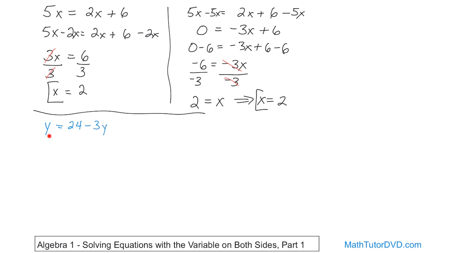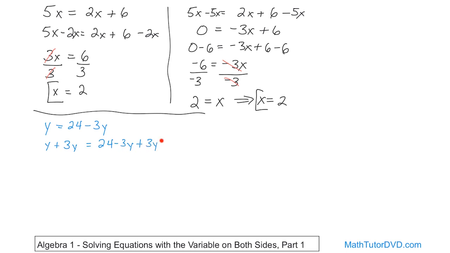So again, we have a y over here, and we have a negative 3y over here. I could try to move this guy over here, or I could try to move this guy over here. Either way, I've got to get them on the same side. I'm going to move the negative 3y. Since it's negative, I need to do the opposite, which means I add 3y to the left, 24 minus 3y, and I add 3y to the right.